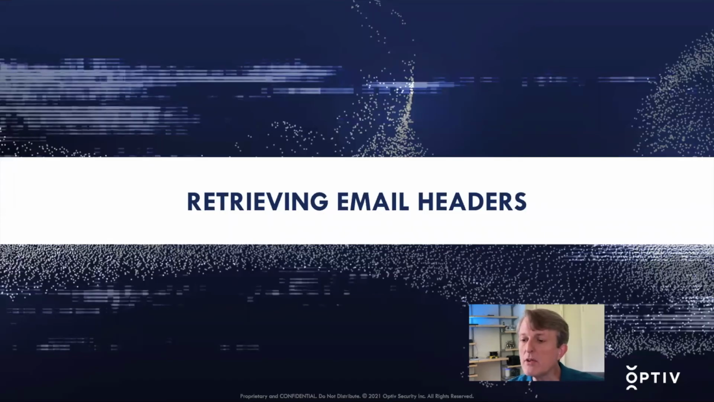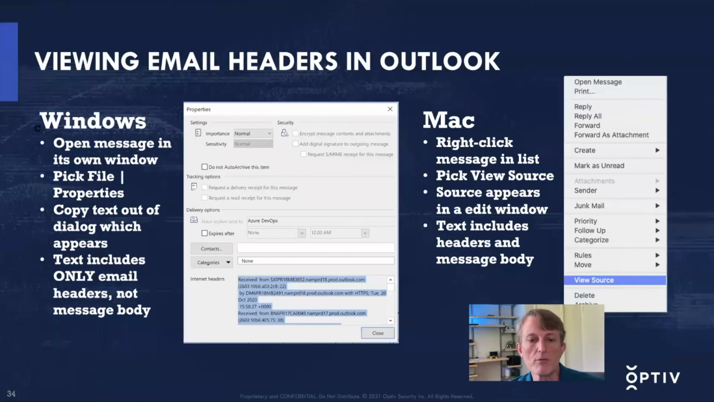So how do you get those email headers? A couple little, most of you probably know how to do this, but just a couple little reminders. If you're using Outlook, it's different in Windows and Mac. On the Windows side, you have to open the email and do file properties, and you only get the headers. On the Mac side, you have to click on the email in the list. Don't open the email, but click on it in the list and do view source.